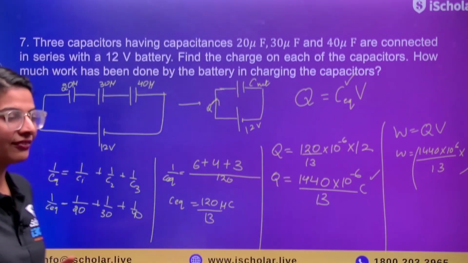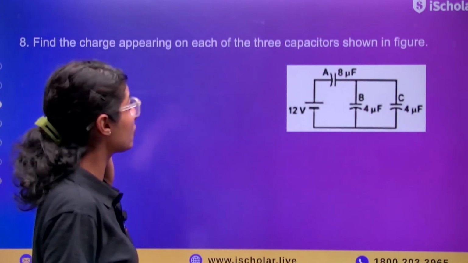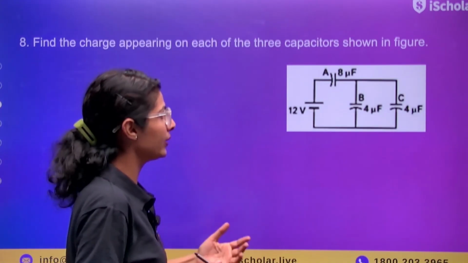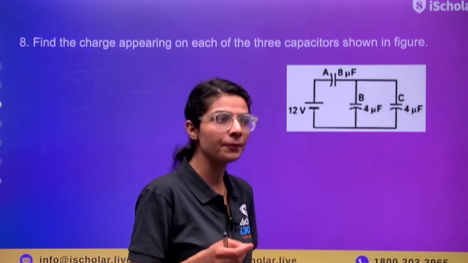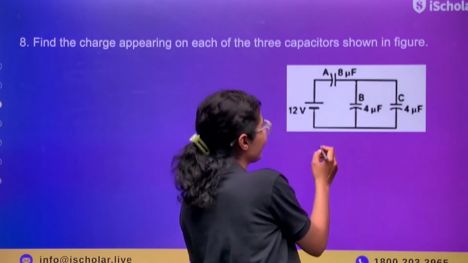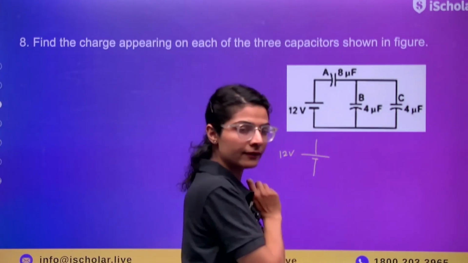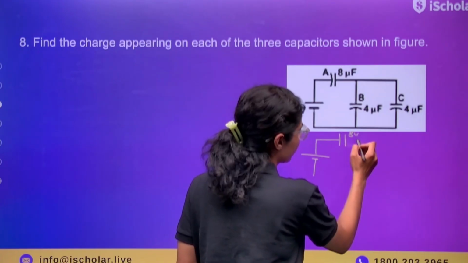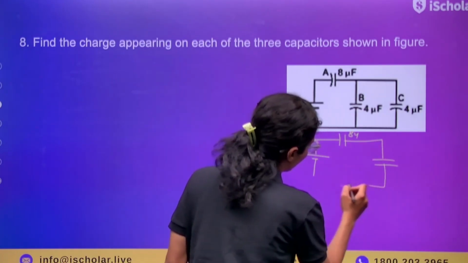Coming to the next question. Next it is asked, find the charge appearing on the 3 capacitors shown in the figure. Okay. Again, the task would be to first simplify the whole setup. First simplify this as much as you can. So I'm writing this would be 12 volt. Here you have 8 microfarad capacitor which is connected over here to 2 capacitance.